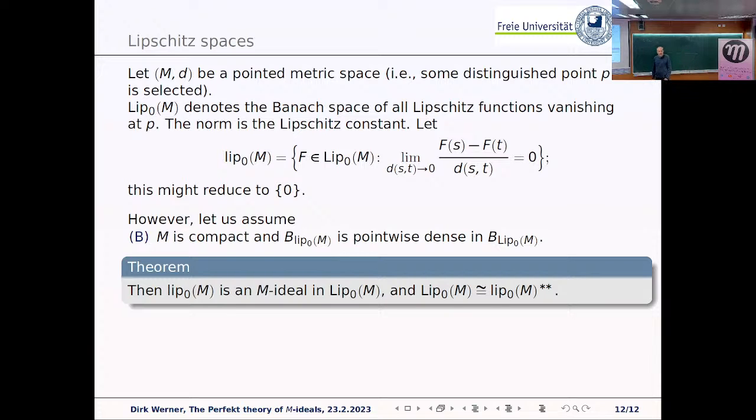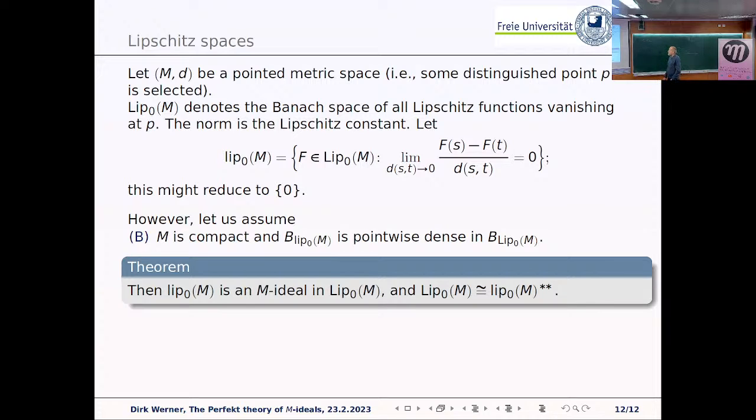So one person who did study the M-ideal property is Nigel Kalton. And what Nigel proved was that under all circumstances, this small Lip space is always an M-ideal in its bidual. But the bidual need not be the big Lip space. So for instance here, it's very true that this is an M-ideal in its bidual, but it's a trivial statement. But of course there might be situations in between the very trivial reduction to zero and this density condition.